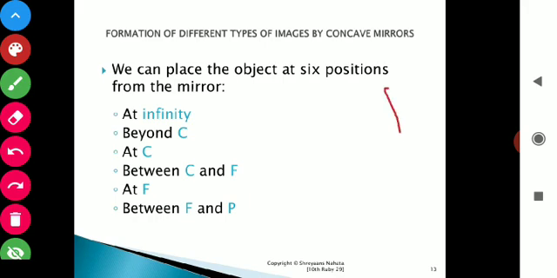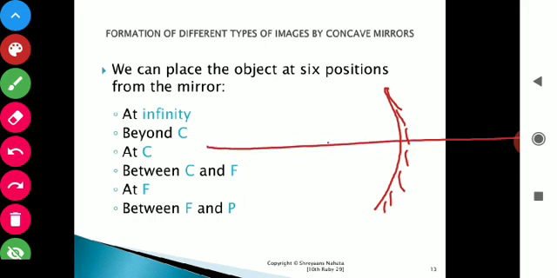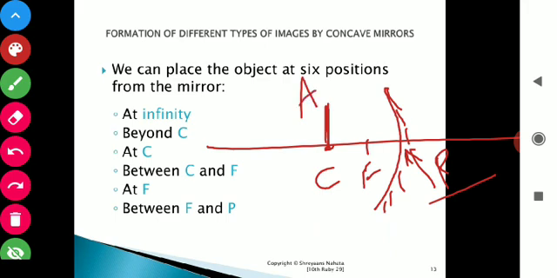See students, if we see this image, this is the concave mirror and its center is this, its focus is this, and this is its pole P. Now students, in this case we will place the object at the center of curvature. This is the center of curvature, so we will place the object here. So the object is AB.